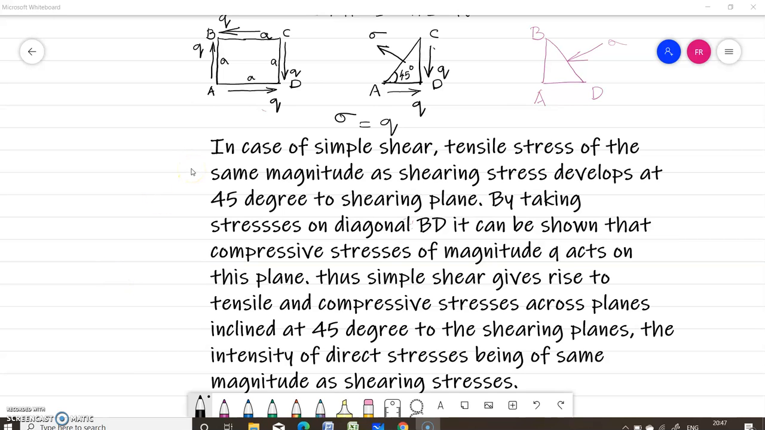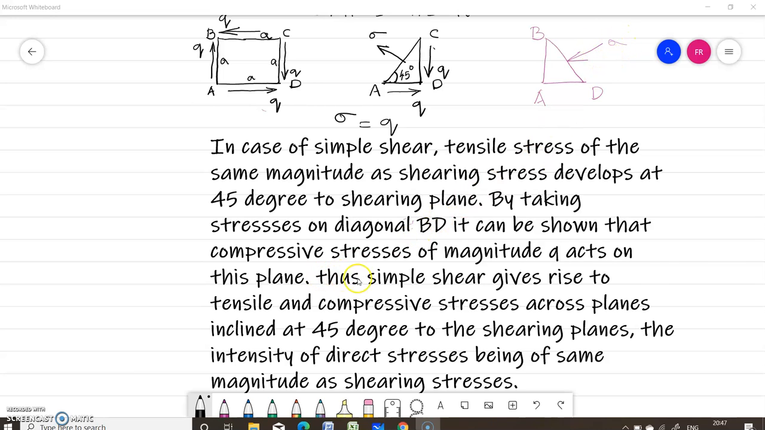So we have seen in simple shear that a tensile stress of the same magnitude as the shearing stress, sigma is equal to q, will develop at 45 degrees to the shearing plane. By taking stresses on diagonal AC, we have got that the normal stress sigma is equal to q. Now if you consider this diagonal BD, we will get a compressive stress sigma is equal to q.